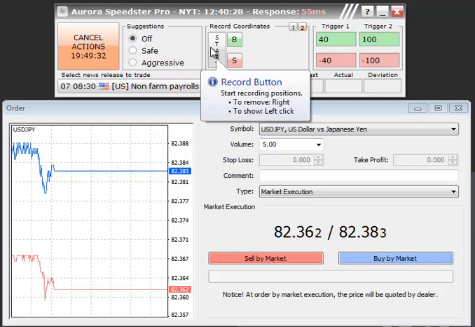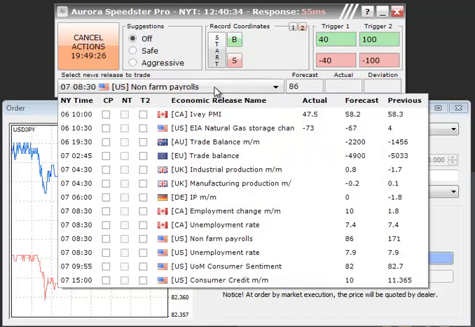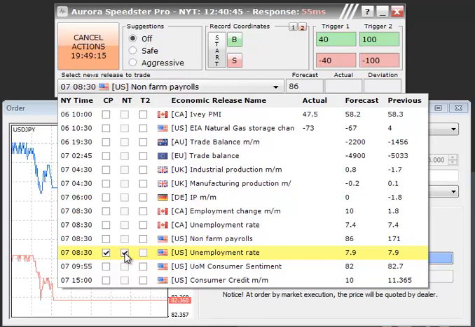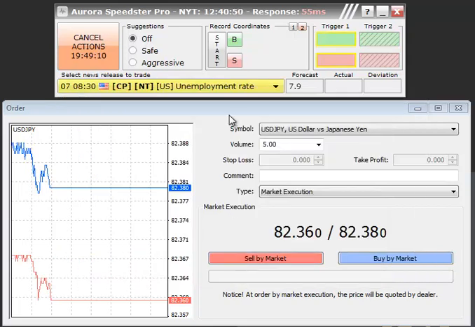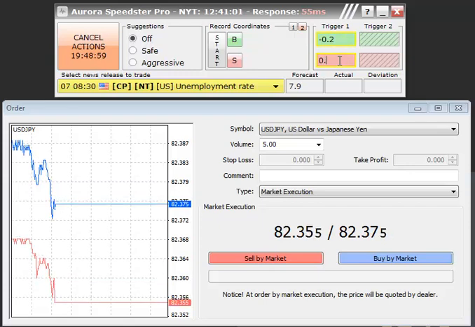Because we would also like to use the conflict prevention system, we click on the drop-down menu and check the CP and NT boxes on the left of the unemployment rate here, which is expected at 7.9%. Then we select it and enter desired triggers that will be used for preventing conflicts. We will enter -0.2 and 0.2 for positive and negative surprise.